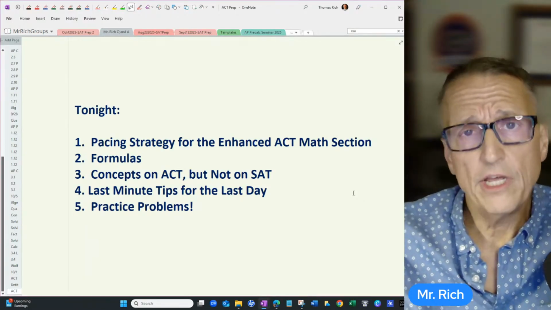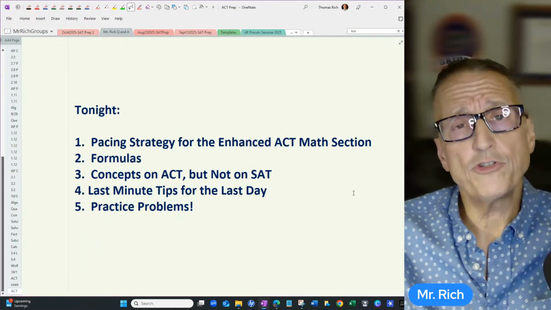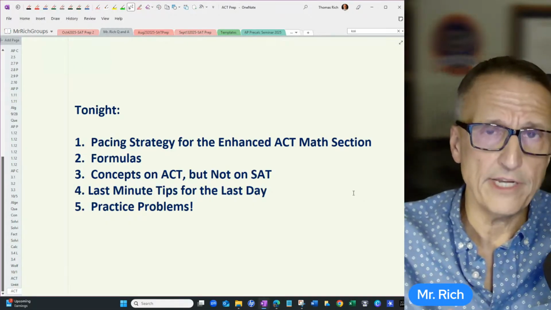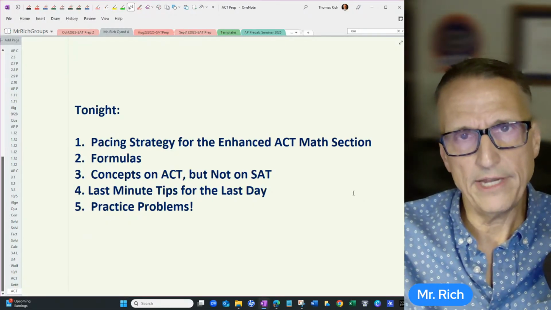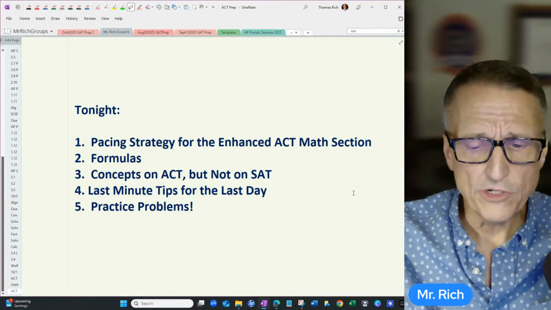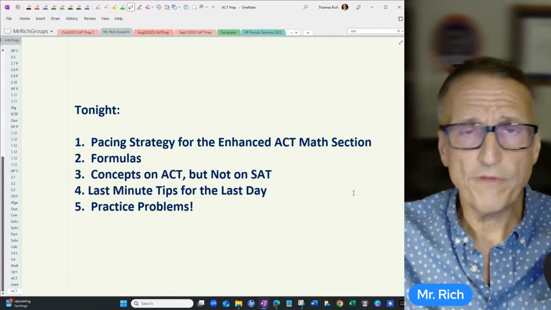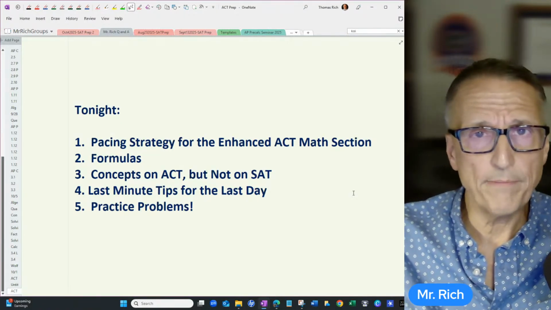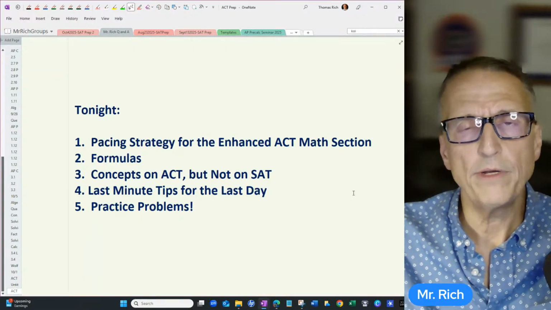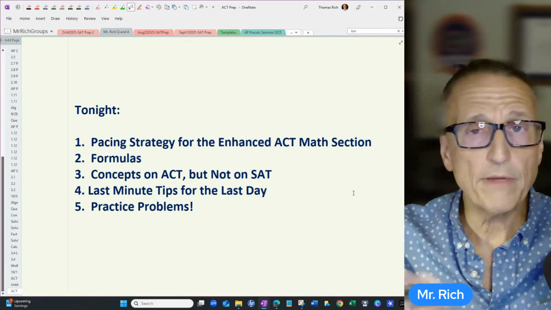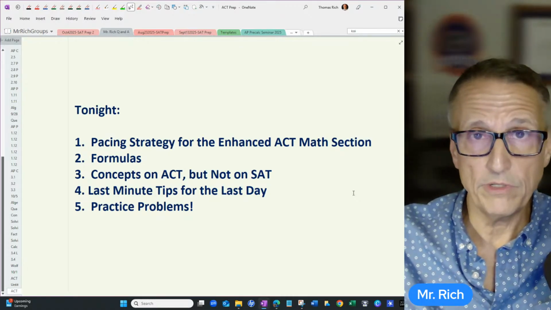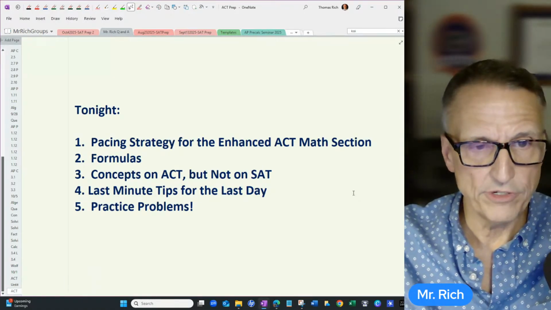The major change in the math section is that it was shortened from a 60-minute test down to a 45-minute test. Questions went from 60 down to 45. So you've got 50 minutes and 45 questions, a little bit more time per question, but it still works out to about 1 minute per question. I'll talk about my recommended pacing strategy to get through the test in a timely fashion.